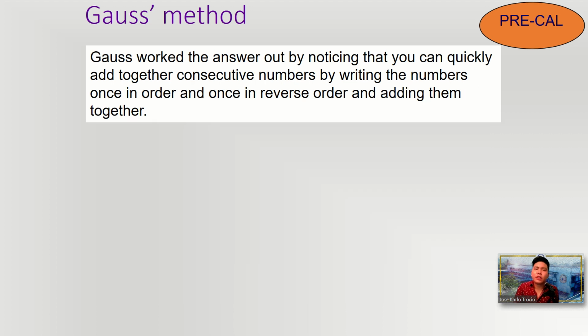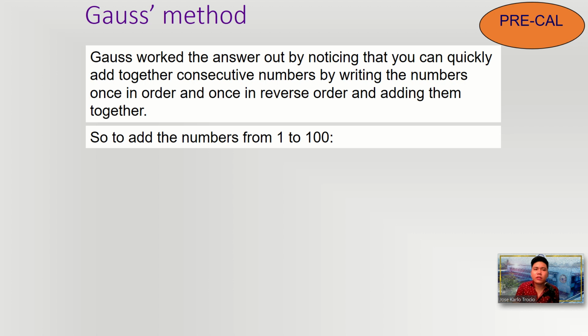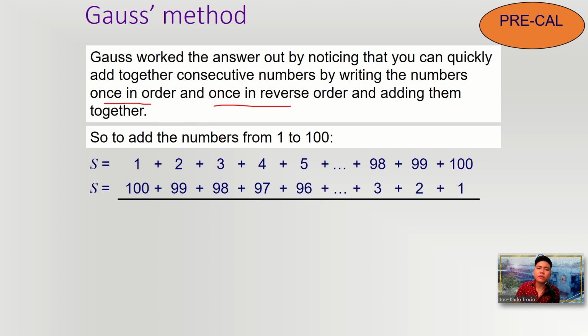So this is how it works. You can add together consecutive numbers by writing the numbers once in order, that is 1, 2, 3, 4, 5 up to 100, and once in reverse, 100, 99, 98, 97, and so on. The ellipsis means it continues. If you add it like this, 1 plus 100 is 101. 2 plus 99, 101 again. 3 plus 98, 101 again.